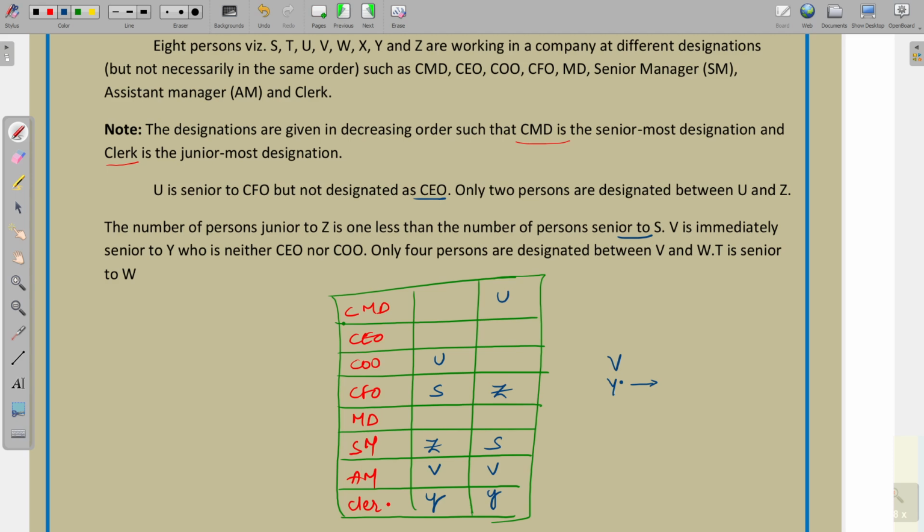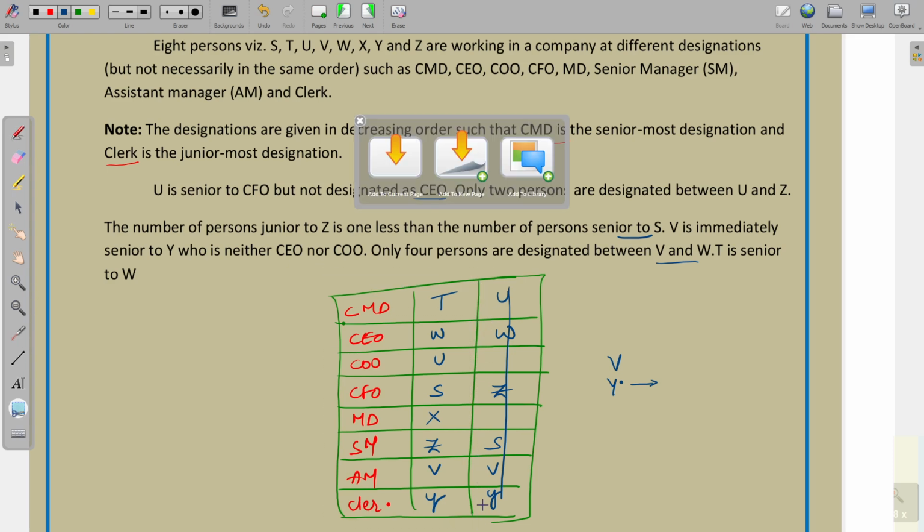Next, only 4 persons are designated between V and W, 1, 2, 3 and 4, W. T is senior to W. So, T is senior to W, there is no place to fix T here. And the remaining person, that is X, is placed here. It is the final arrangement of the puzzle.